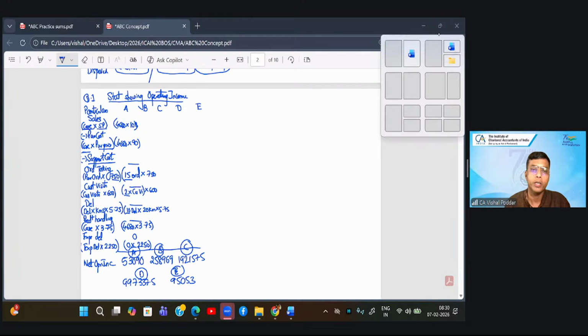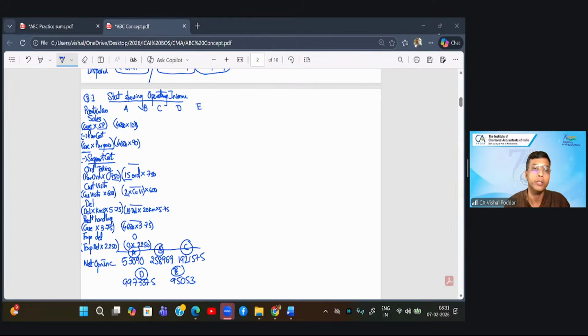Beta, you are asking, I have written CAVI. Minu, it is CUVI. CU is customer, VI is visit. These are short forms. So 2 is there in the question. So 2 into 600 is right. So 2 is the customer visit, short form of CU and VI.